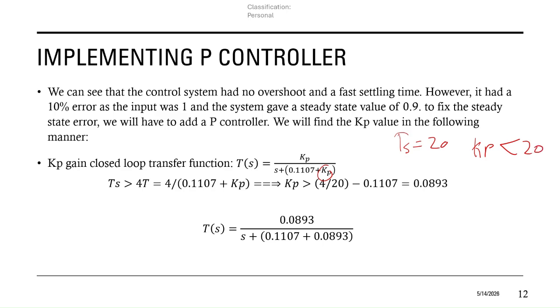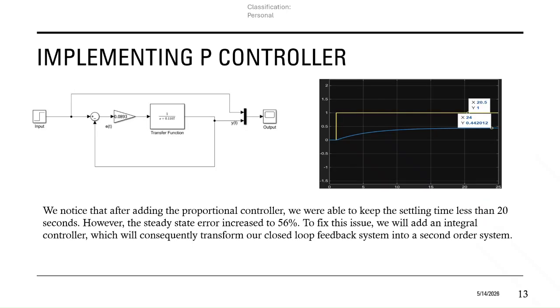So I can solve for Ts equals 4 tau, for any first order system, which equals 4 divided by 0.1107 plus Kp. If I solve for Kp, I get Kp is greater than 0.0893. This means that whenever Kp is greater than 0.0893 in this specific system, I'm going to get a settling time lower than 20 seconds. And you can see that here. The settling time begins here, around 19 seconds.